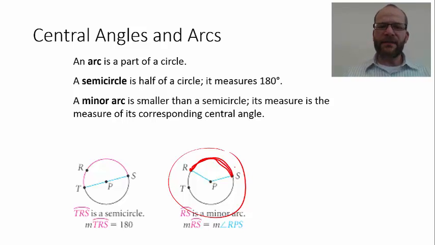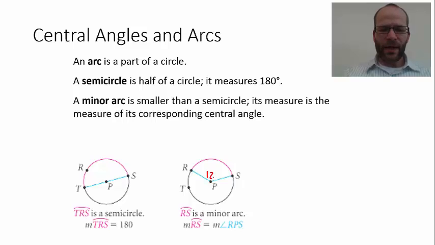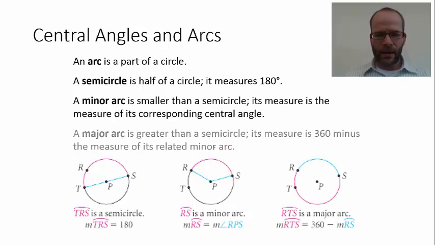The measure of an arc is always the same as the measure of its corresponding central angle. So if we knew, for instance, that angle RPS had the measure 120 degrees, then arc RS has measure 120 degrees as well. And that is true whether you're dealing with a minor arc or a semicircle or a major arc. A major arc is greater than a semicircle. Its measure is 360 minus the measure of its related minor arc.